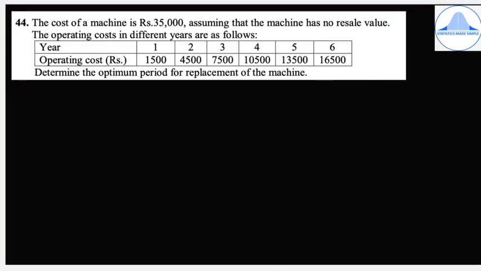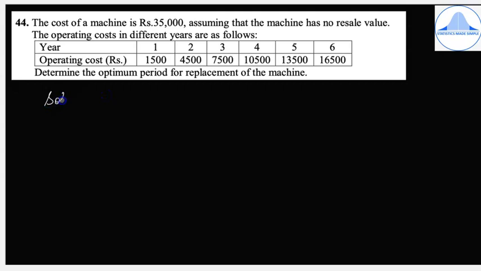44th question. The cost of a machine is rupees 35,000. Assuming that the machine has no resale value, the operating costs in different years are as follows. The years are 1, 2, 3, 4, 5, 6. The operating costs for these years are 1,500, 4,500, 7,500, 10,500, 13,500 and 16,500. Determine the optimum period for replacement of the machine.